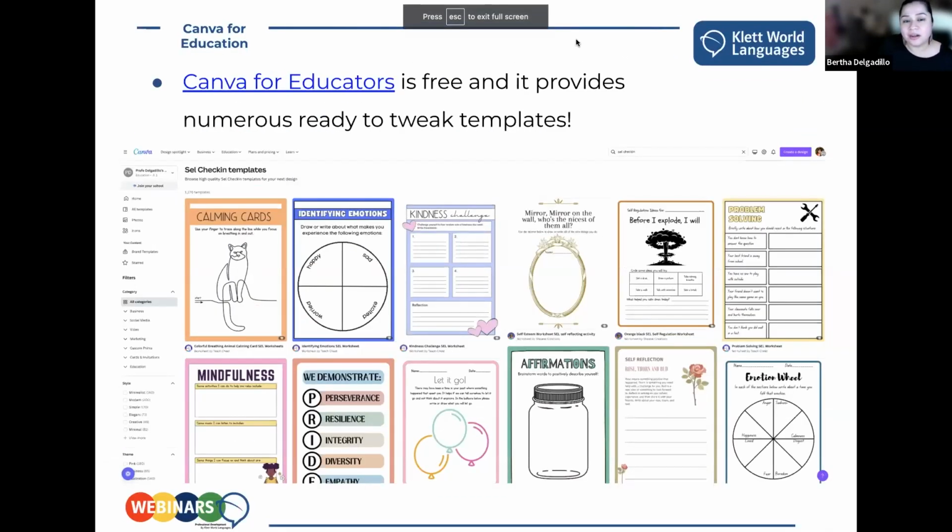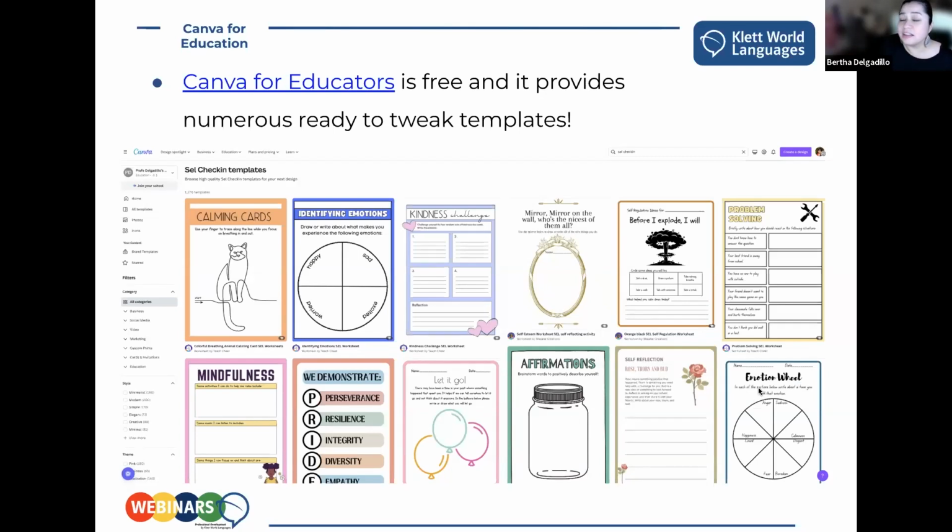Also, if you are already using Canva for education, that is a website where you create an account, and it is free for teachers. You can click on SEL check-in and you can see all of these activities that are going to pop up there. All you have to do is change it to the language that you teach. So if I want to do affirmations, I would put it in Spanish, and maybe I will add a couple of words or phrases here to support my learners, and then they can write the affirmations in there.